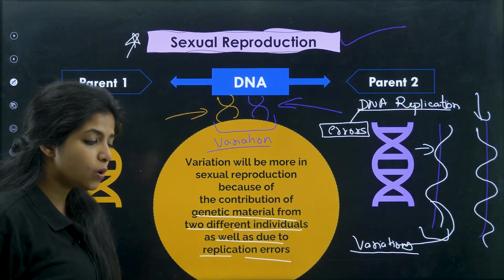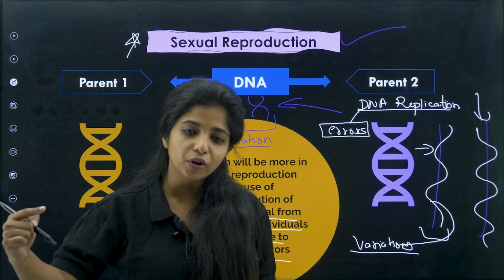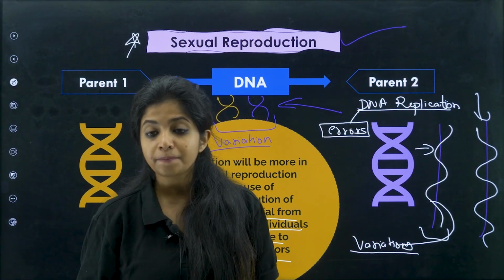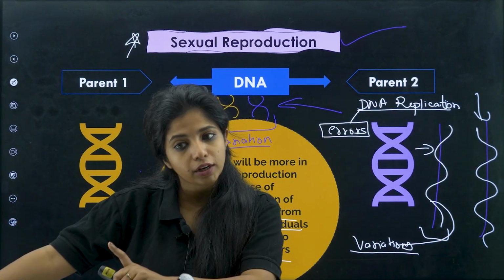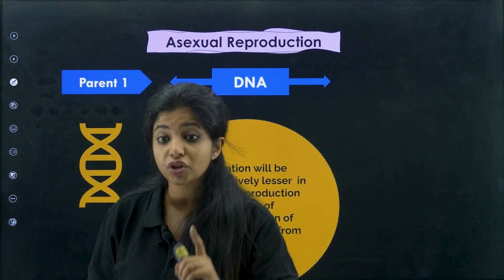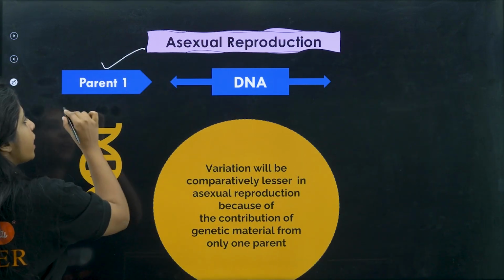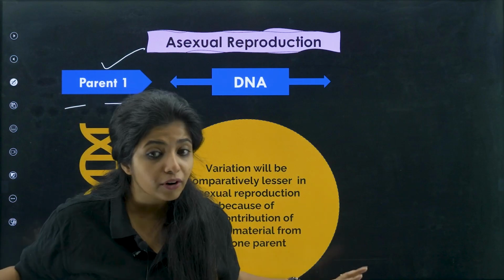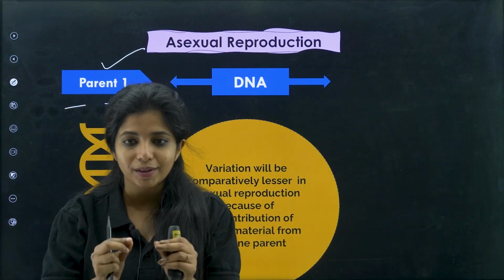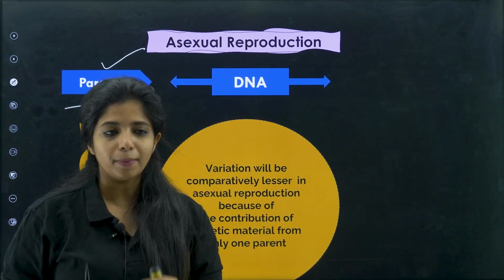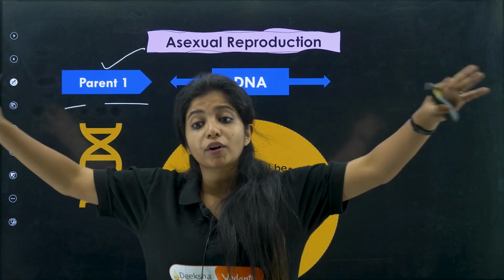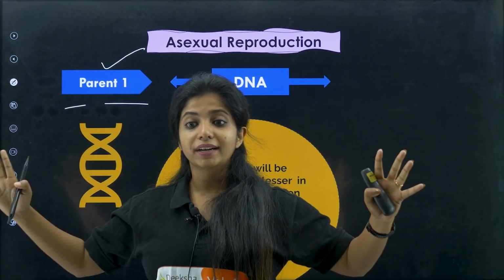Now I want to ask you a question. If sexual reproduction has more variation, what about asexual reproduction? Does it lead to variation or not? In asexual reproduction, if you remember, my children, there is only one parent involved. There is no fertilization of gametes. There is no fusion of gametes. There is only one parent involved. For example, an amoeba. An amoeba divides into two daughter amoebae.